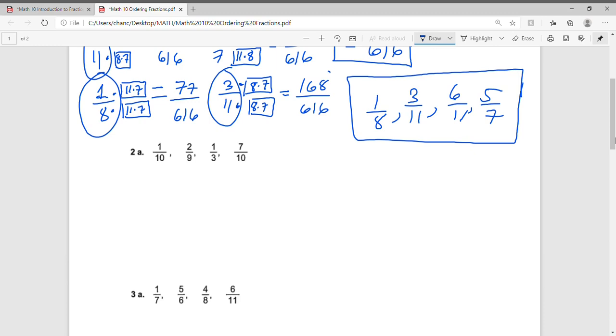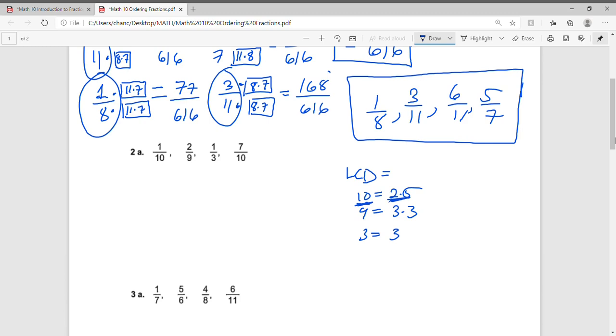For question 2, I again want to find the LCD. So we'll have to break down 10. 10 is equivalent to 2 times 5. 9 is equivalent to 3 times 3. 3 is just 3. 10, we don't need that anymore. We already mentioned it earlier. So I need to be divisible by 10.